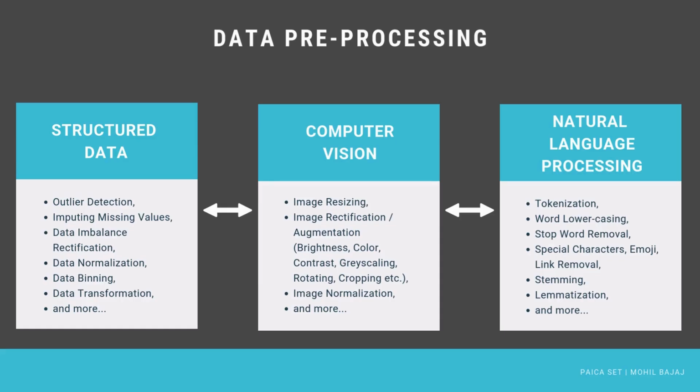Welcome to another video in the Edge AI Masterclass, where we are looking at the different parts of the machine learning workflow. In this video, we will look at the different data pre-processing steps that are usually performed for tabular, image, and text data. So let's get started.